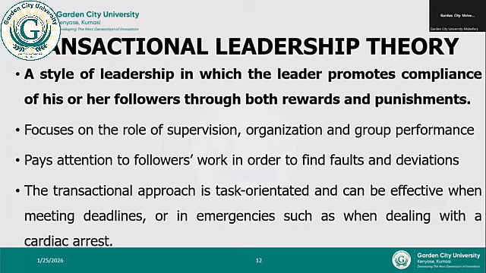If you do the bad thing or the wrong thing, I punish you. So that is the foundation of transactional leadership theory: reward good things and punish bad deeds among your followers. It focuses on the role of supervision, organization, and group performances. It has nothing to do with your personal traits, personal acquisition, personal relationship.